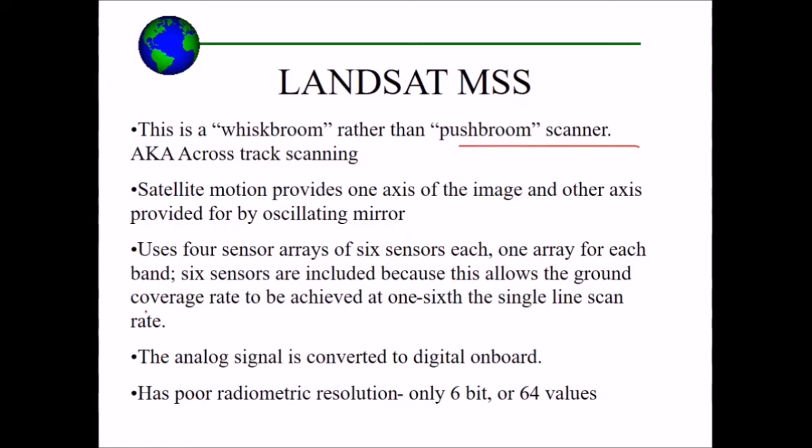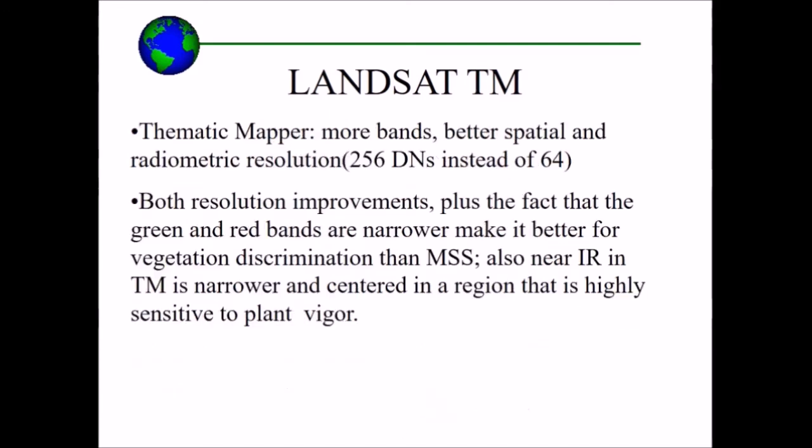And one array for each band, 6 sensors are included because this allows the ground coverage rate to be achieved at 1/6 the single line scan rate. Analog signal is converted into digital onboard and then it is sent. So it has somewhat poor radiometric resolution, only 6 bit, that means only 2 to the power 6, that is 64 values. Landsat TM, Thematic Mapper, has more bands, better spatial and radiometric resolution, 256 digital numbers instead of 64.